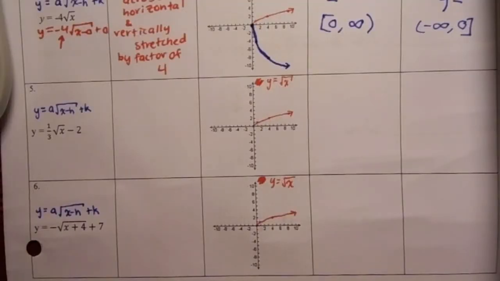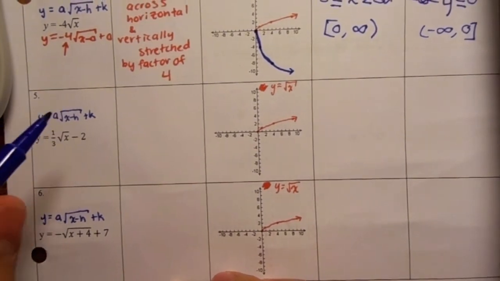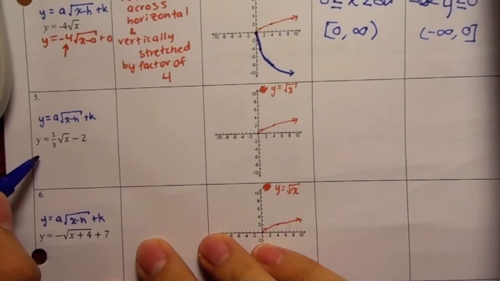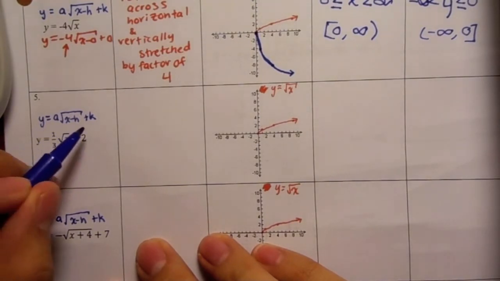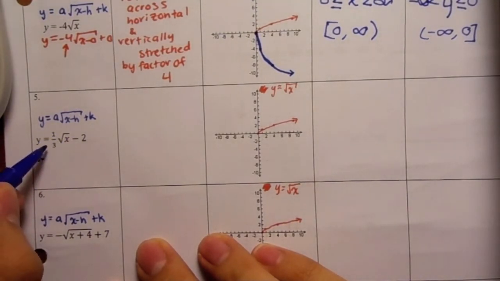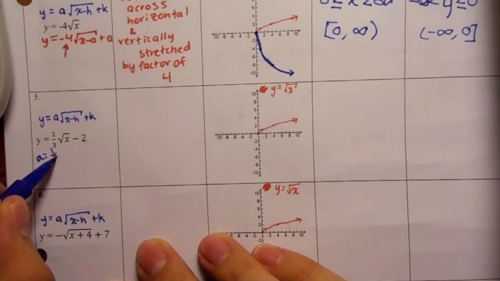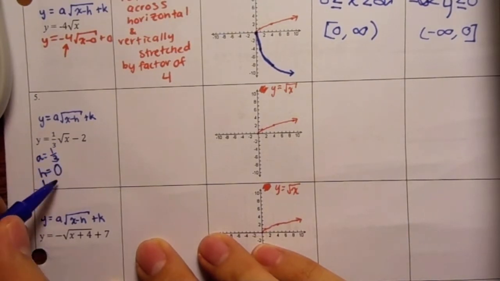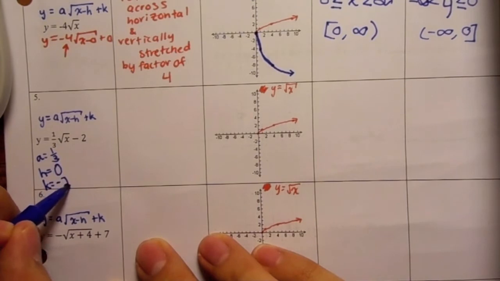Okay, so for the next one, I'm kind of just going to break things down a little bit differently than Miss Pasquale does, just because it's a little bit more to my comfort. So what I'm going to do is write down the a, h, and k values. So a, as seen here, is simply 1/3. H, you don't see it there, so we interpret it as 0. And for k, it's -2.